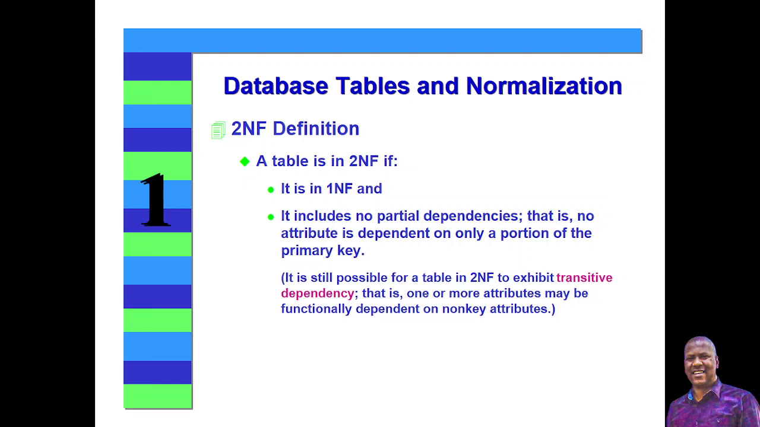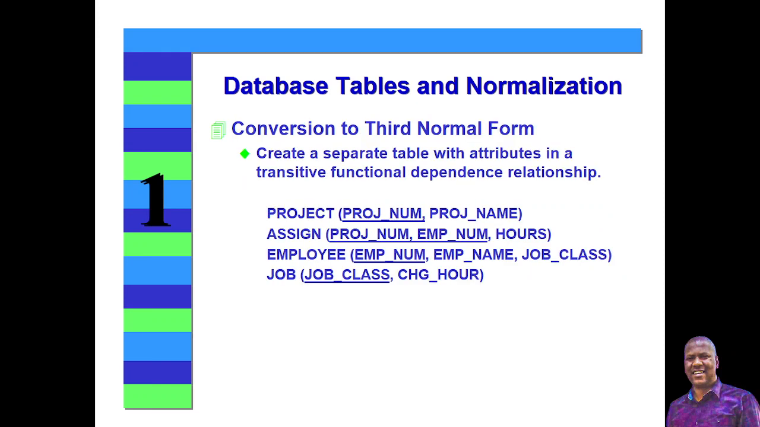And you can still go ahead and convert the second normal form into third normal form, right? So at this particular juncture, we need to create a separate table with attributes in a transitive functional dependency relationship.